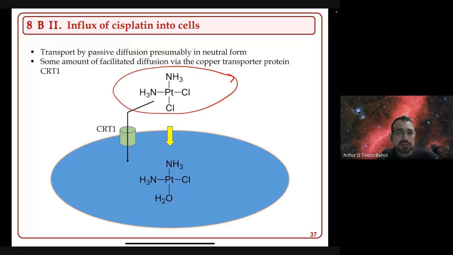Nonetheless, it's understood that the delivery of this particular compound may go through two different fashions: one via a passive type diffusion, and the other via a transporter-assisted mechanism. So here we have CTR1, which is a copper-based protein that can facilitate the uptake of this compound, and also the idea that the compound intact can be delivered into the cellular environment, and the changes in the concentration of chloride can lead to changes in the speciation of this compound.